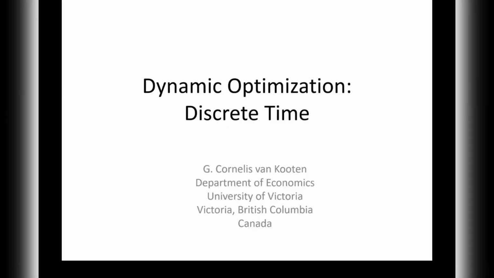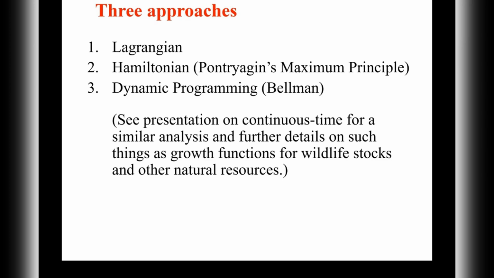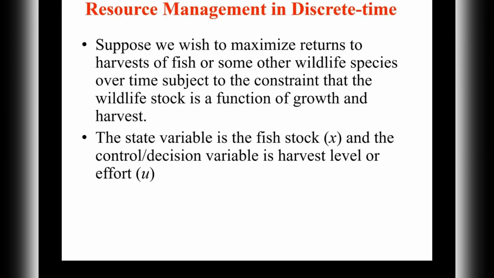This presentation is meant to complement John Conrad's book, Resource Economics, 2nd edition. It is meant to look at dynamic optimization using discrete time. Three approaches are going to be used: the Hamiltonian, the Lagrangian, and dynamic programming. And we're going to show from the Lagrangian how you can get to the Hamiltonian and thereby to dynamic programming.